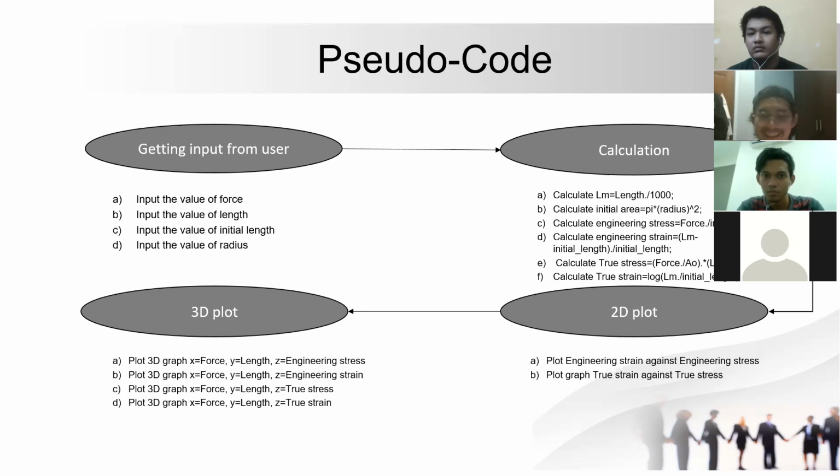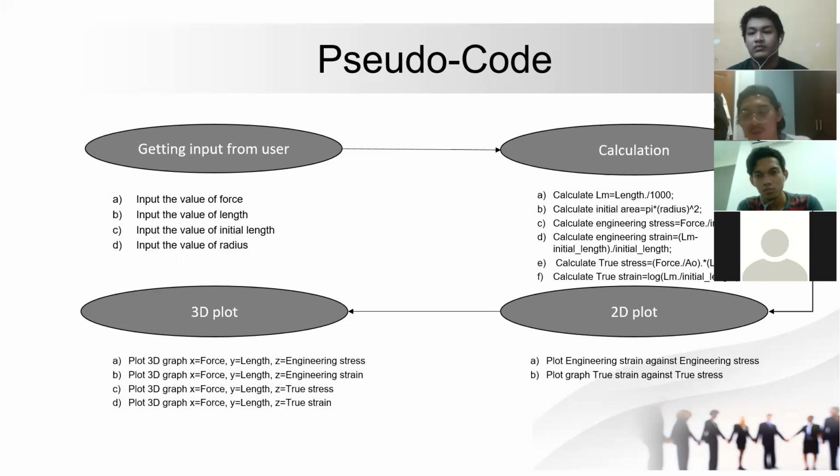So for the pseudocode, we have four steps: getting input from the user, calculation, the 2D plot, and the 3D plot. For getting input from the user, we enter the coding to input the value of force, the value of length, the value of initial length, and also the value of the radius.